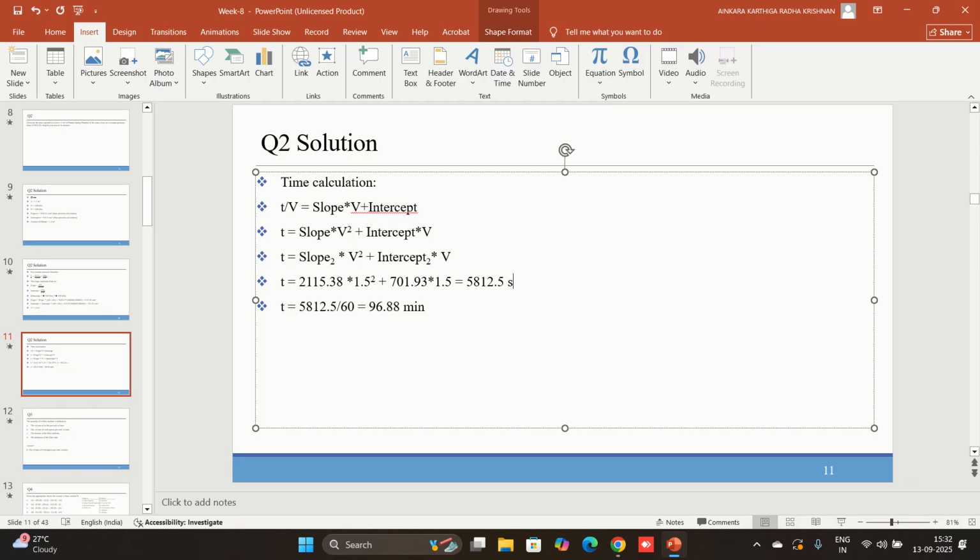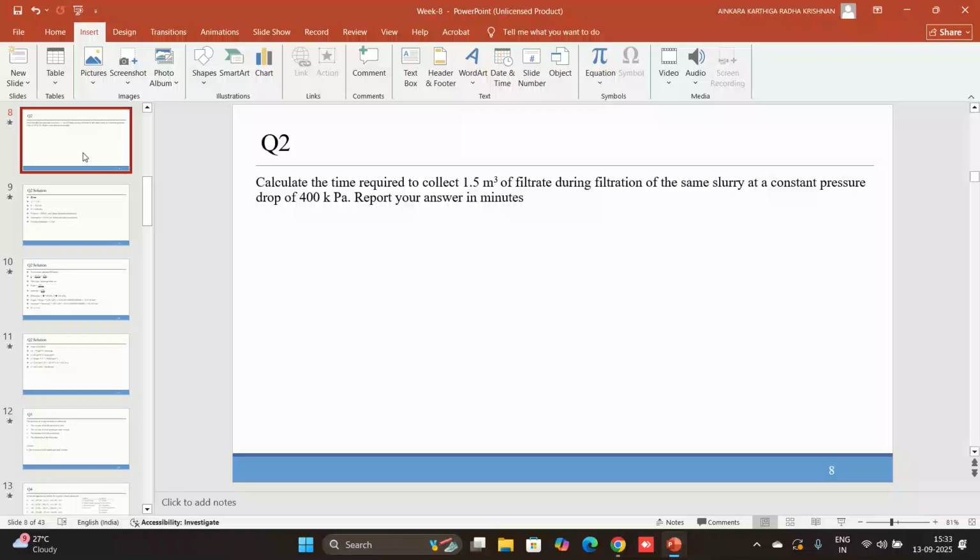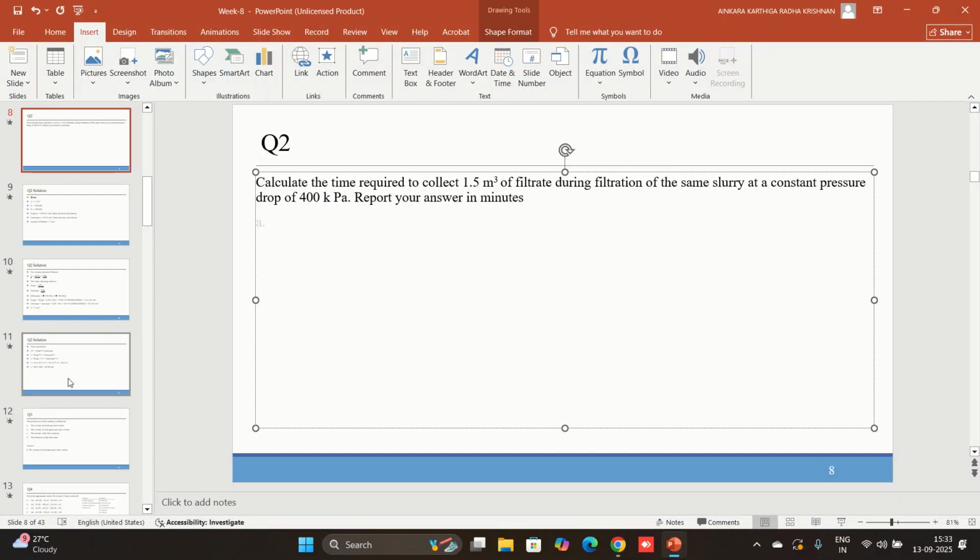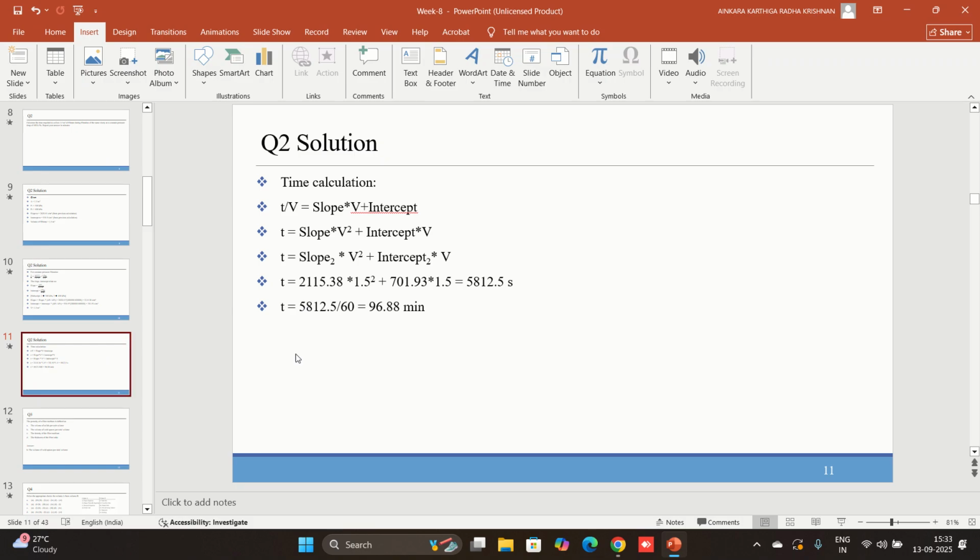The unit here will be in seconds. We need to convert it back into minutes, because in the question it is asked to report your answer in minutes. So we are dividing it by 60 to get the answer in minutes. That is how we get the solution for this problem.